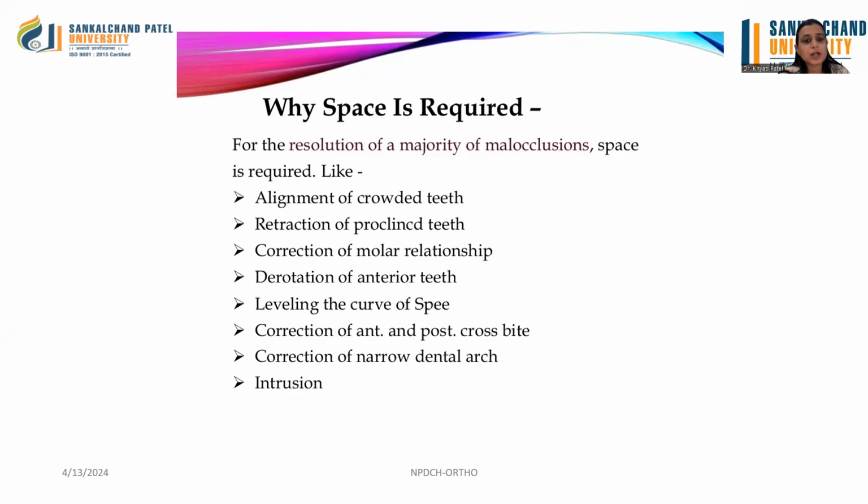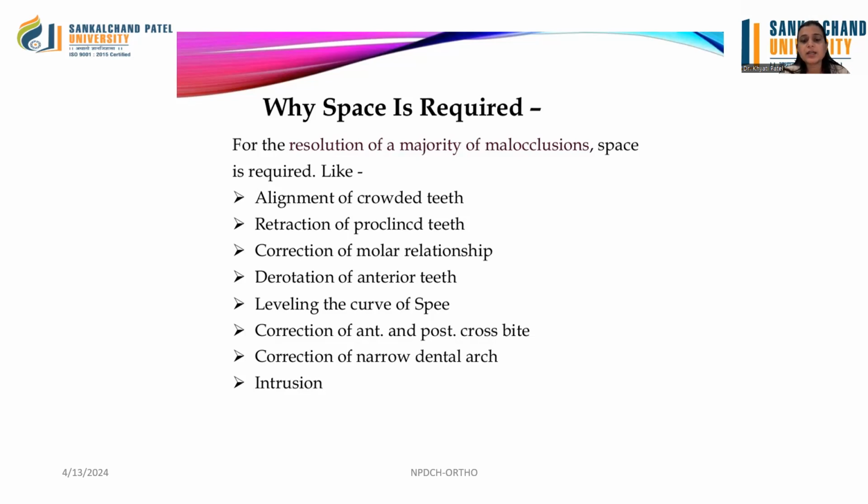So alignment of the crowded teeth. Second one is the retraction of the proclined teeth. Third one is the correction of molar relationship. Fourth one, if we want to derotate the anterior teeth, we require the space. Then leveling of curve of Spee. If we want to level the curve of Spee, we require some intrusive movement or some extrusive movement. So both of the movements require the space.